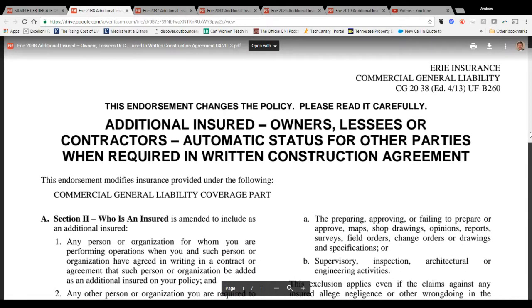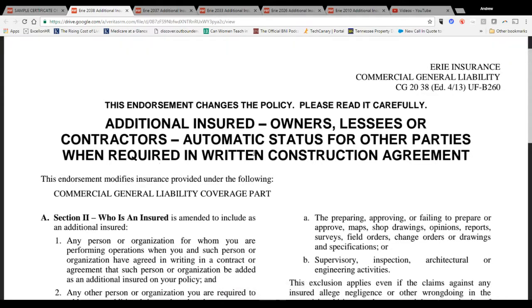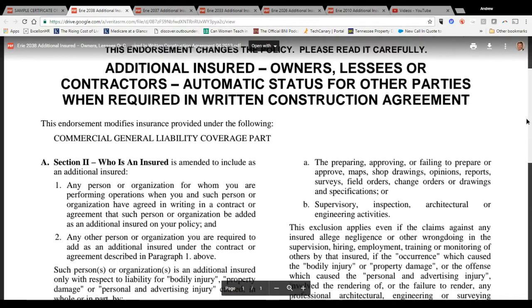It's called a blanket additional insured endorsement, especially if you're a contractor. It's an automatic status for other parties when required in written construction agreement. It's a CG 2038. Some insurance carriers have their own forms. Erie actually has their own form, but most companies use the CG 2038 form. We like this form a lot, and the reason for it is it does two things.